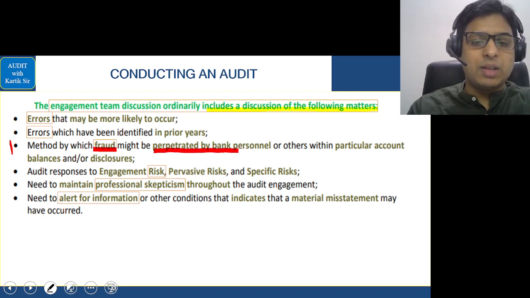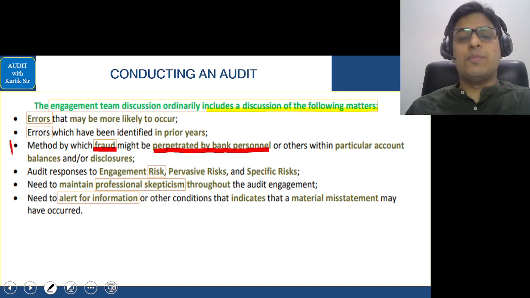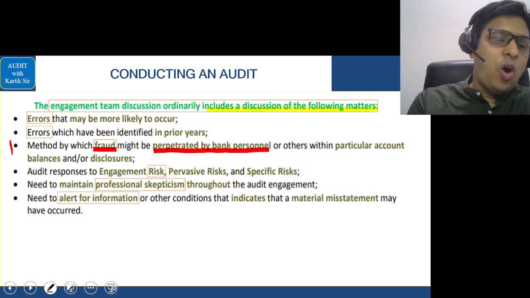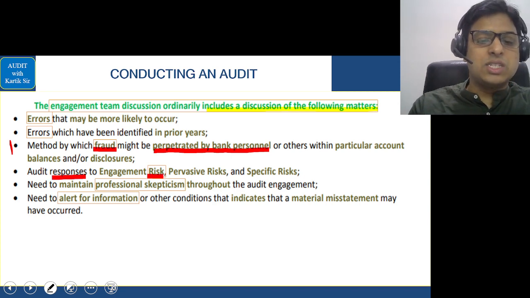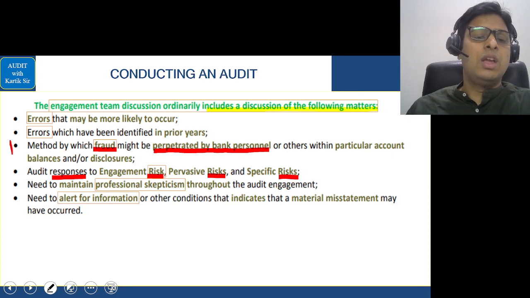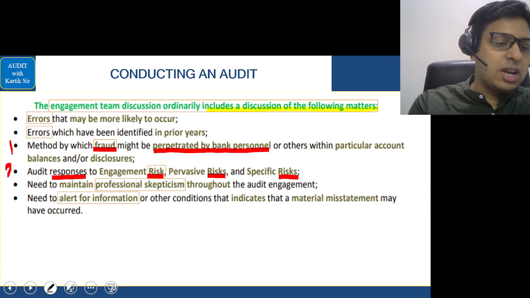Perpetrated means done by the bank personnel or others within a particular account balance and/or disclosures. So the auditor may discuss those fraud matters. Audit responses to your risk, that is your engagement risk, pervasive risk, specific risk, that they'll discuss and give the response. So your R is your risks.